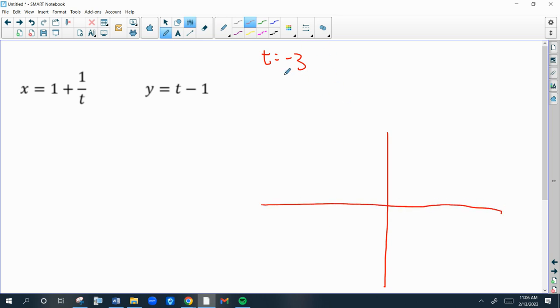When t equals -3, x would be 1 minus 1/3, according to this equation, so about 2/3. And y would be -3 minus 1 is -4. So I'm at around x equals 2/3, y equals -4.